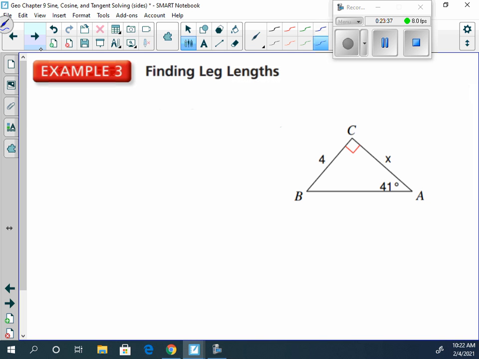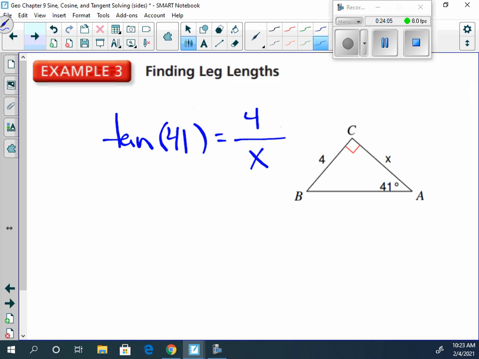So which trigonometric function are we going to use? Yes, because we're not given the hypotenuse, we're using tangent, opposite over adjacent. Opposite side of the angle is 4. The adjacent side is x, because we're not given it.